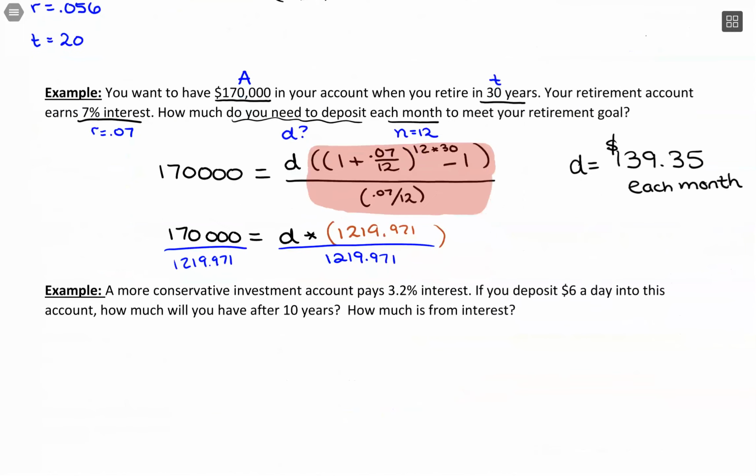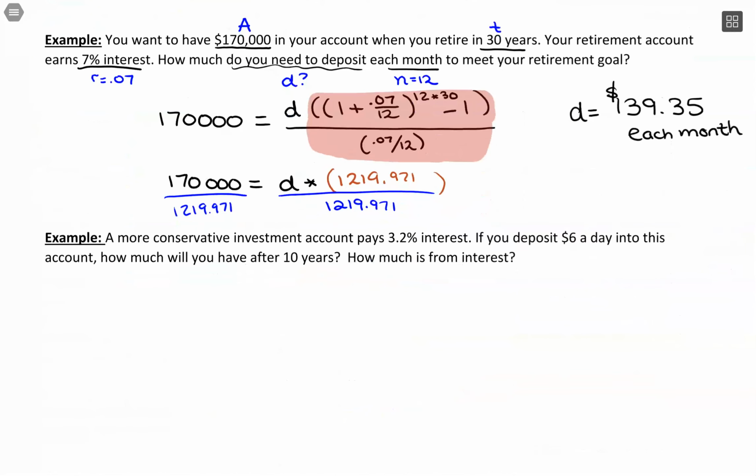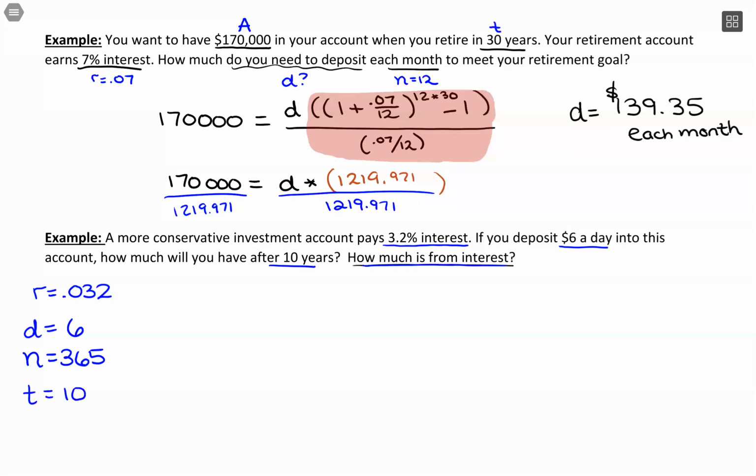All right, let's look at another example here with another little twist on it. Something we're going to look at is how much is from interest. That's a new piece here. So we have this investment account. It's going to earn 3.2% interest. So there's my rate, 0.032. We're going to deposit $6 a day. So our deposit is $6, and then we're doing that daily. So N will be 365, and we want to see how much will you have after 10 years. And then we want to look at how much of that is from interest.